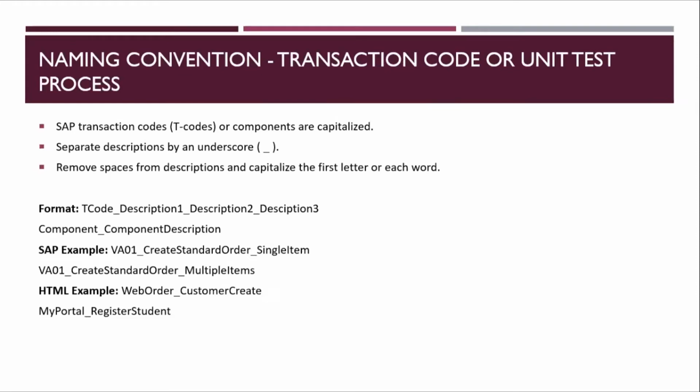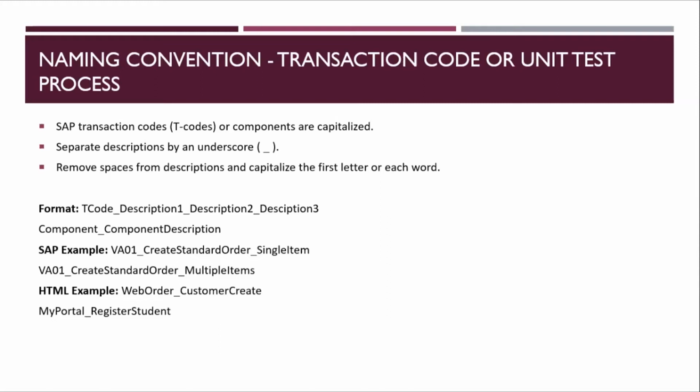So we have naming conventions for transaction codes also, based on whatever transaction code we are using. For example, if it is VA01_Create_Standard_Order, and you have a single line item in the sales order, we can have _SingleItem. Or if we have multiple items, then we can have _MultipleItems. We have child processes as well, which we use for repetitive work like table entries. I will go deeper in later sessions.